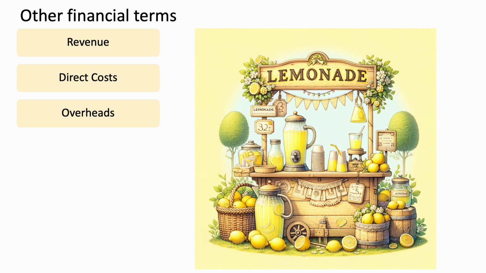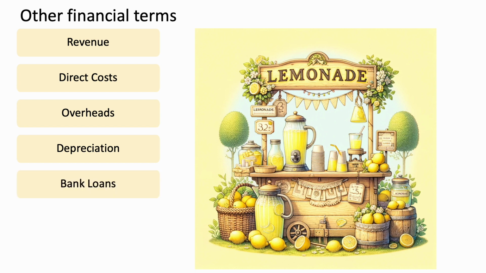4. Depreciation. Imagine you bought a fancy blender for your lemonade stand. Over time, it loses value because it gets older or wears out. The decrease in its value is like depreciation. It's the reduction in the value of assets, like equipment, as they age.